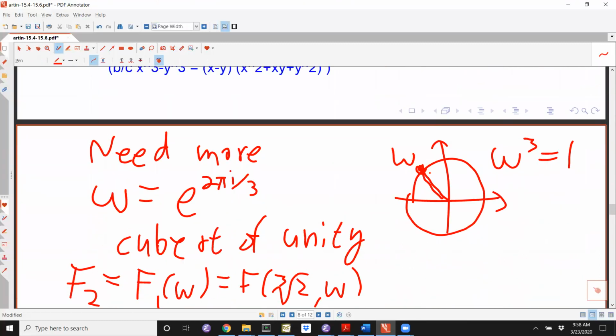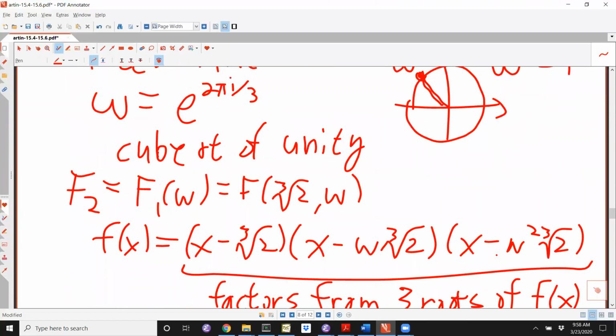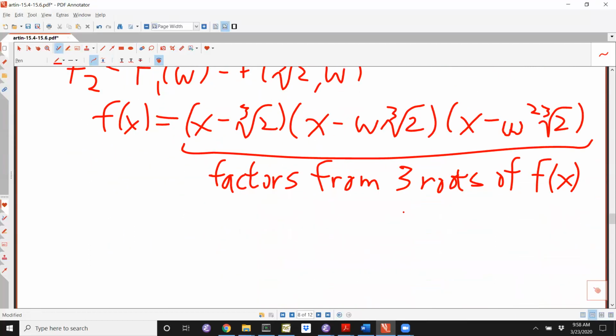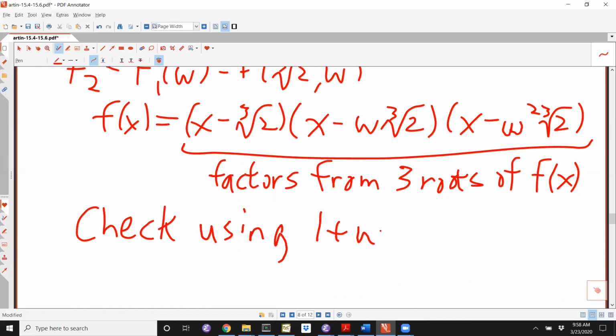I guess I just sort of knew that, but once you know that, you can go ahead and check me: if you multiply these things out, you can check the factorization. Oops, I can't believe I spelled check wrong. You can check the factorization by using the fact that 1 plus omega plus, and this is a very important thing, omega squared equals 0.